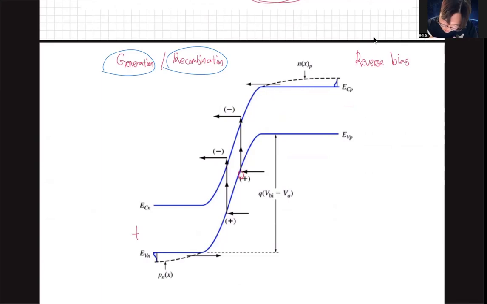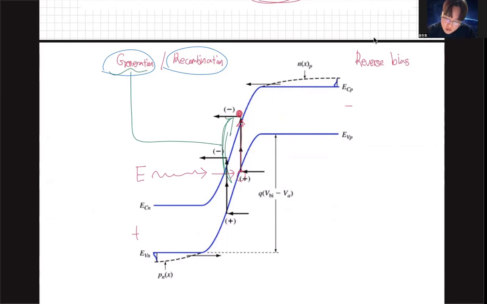When the electron in here receives energy from outside, this electron will be excited and move upward. And similarly, in this area, this electron will leave a hole. We call this process generation.